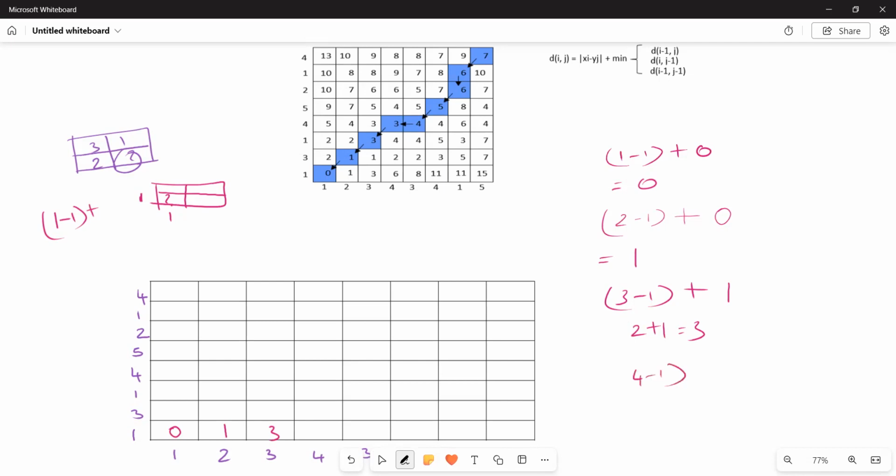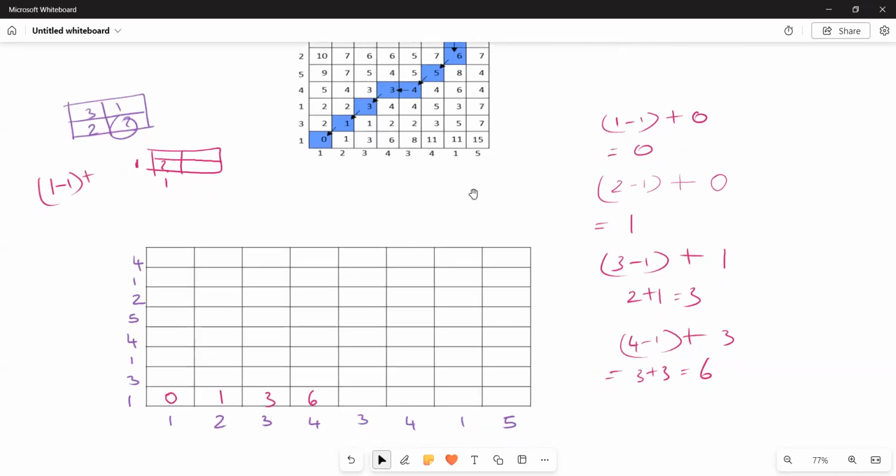4 minus 1 plus, now this is my box here. Okay, so what is my minimum value? The only value here is 3. So 4 minus 1, 3 and 3, 6, you have 6 here. Okay. So let me just finish it up.